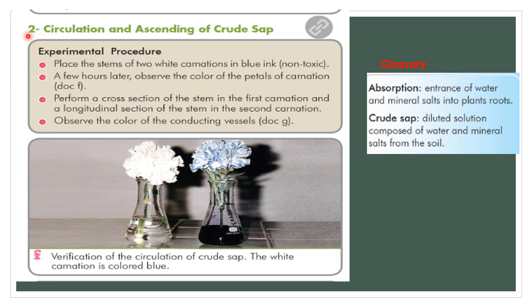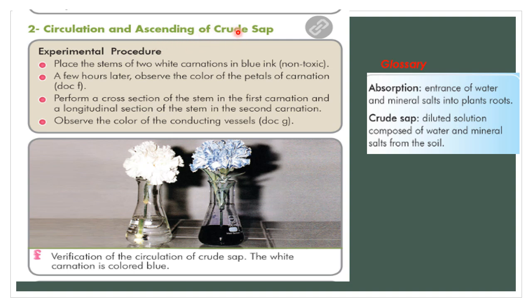Let's move to the second idea in this activity. It's circulation and ascending of crude sap. What's circulation? It is the movement of water and nutrients throughout the plant. So this is circulation. And ascending, it's going upward. It's ascending of crude sap. Crude sap is a solution made up of water and mineral salts found in the soil.